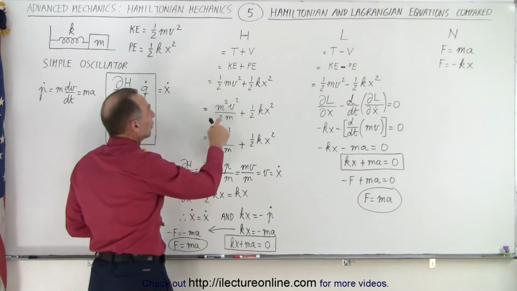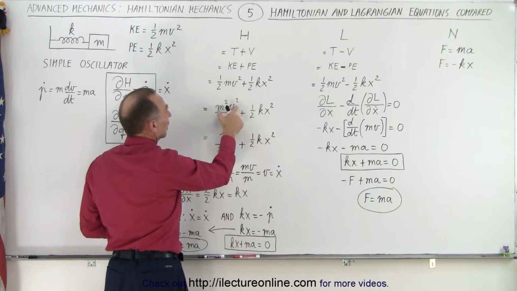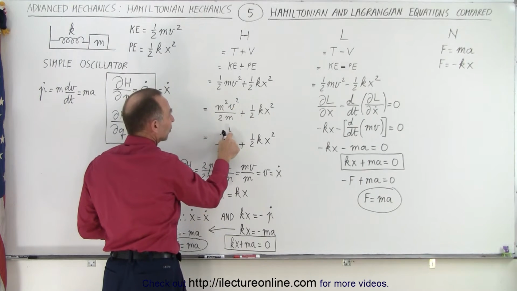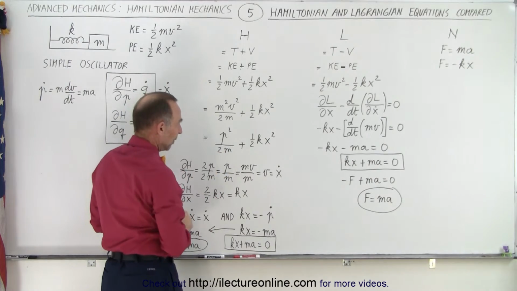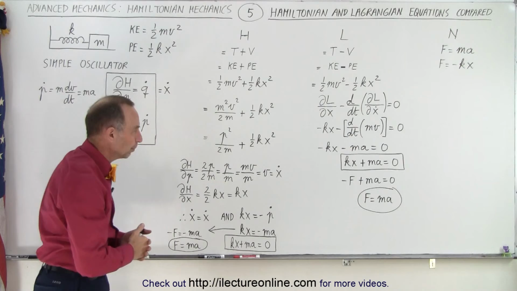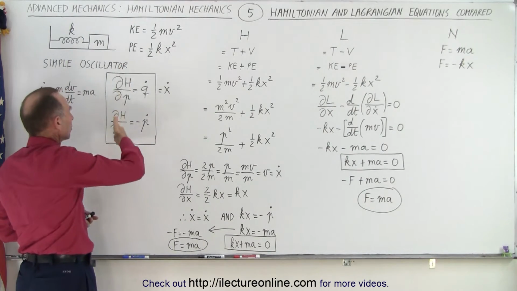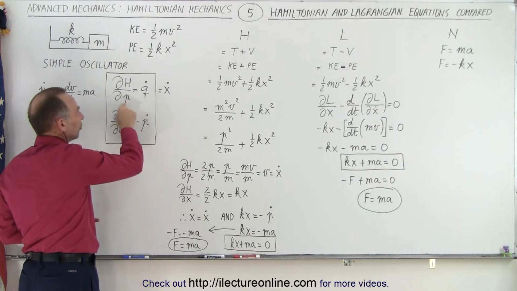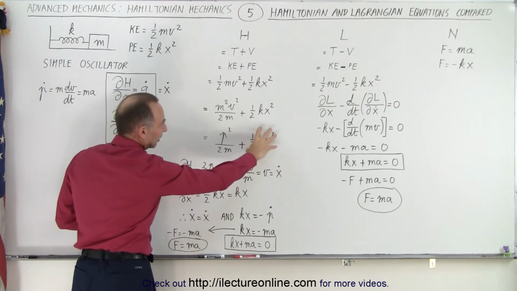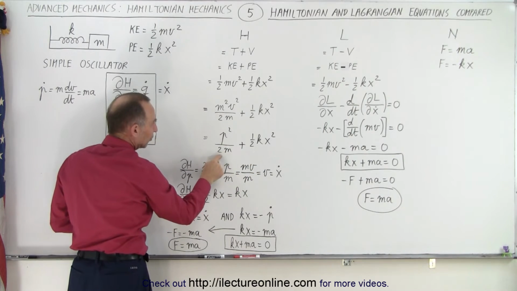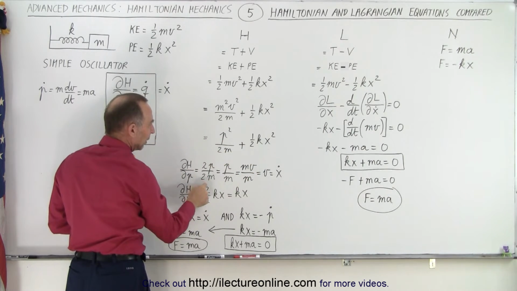And notice in the numerator we now have m squared times v squared. m times v is momentum, so since they're both squared, we have momentum squared in the numerator divided by 2m. On the right side, we'll just simply leave 1/2 kx squared alone. Then we're going to use these two equations. We're going to take the partial derivative of the Hamiltonian with respect to momentum. Notice that the potential term goes to 0, and the kinetic term becomes 2p over 2m, which is simply momentum over mass.